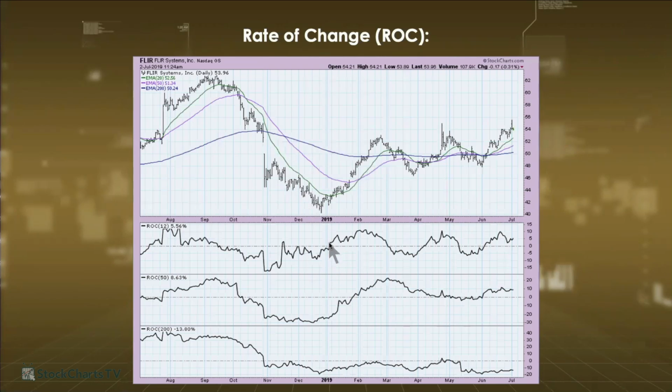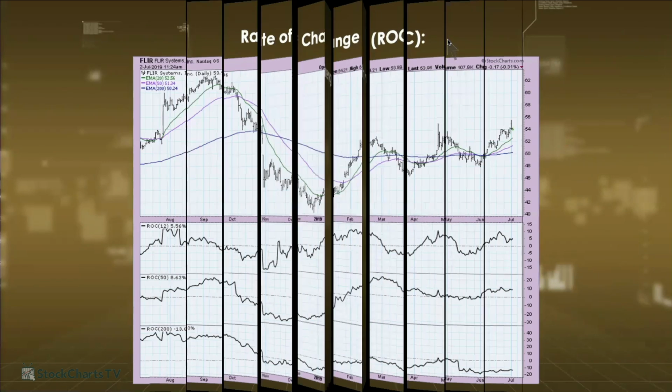Changes passing through the 0 line is usually something we look at as far as a signal goes. Those are still hit and miss. Again, I prefer my oscillators. I'm sure most people prefer the MACD or the PMO or the PPO. But this is just giving you a graphical version of what the rate of change looks like.